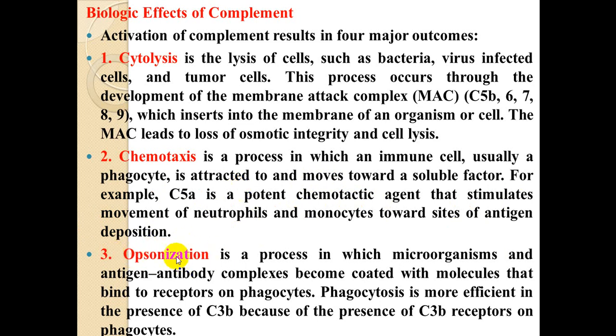The third function is opsonization, a process in which microorganisms and antigen-antibody complexes become coated with molecules that bind to receptors on phagocytes. Phagocytosis is more efficient in the presence of C3b because of the presence of C3b receptors on phagocytes.